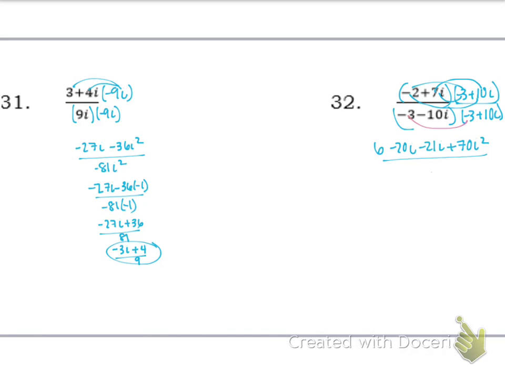My bottom here, I get 9. My outside, I get negative 30i. My inside, I get positive 30i. And my last, I get negative 100i squared.